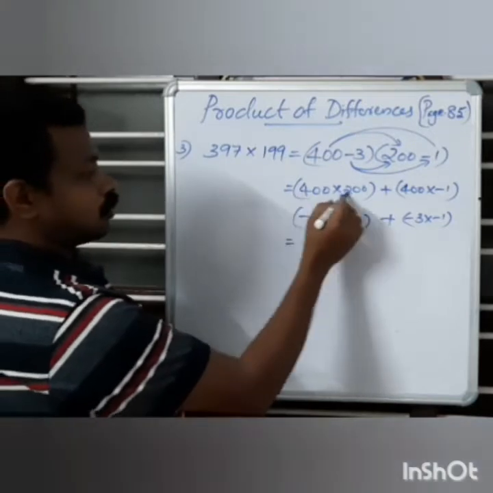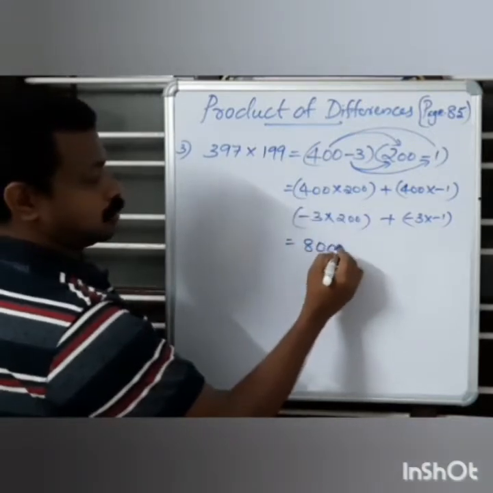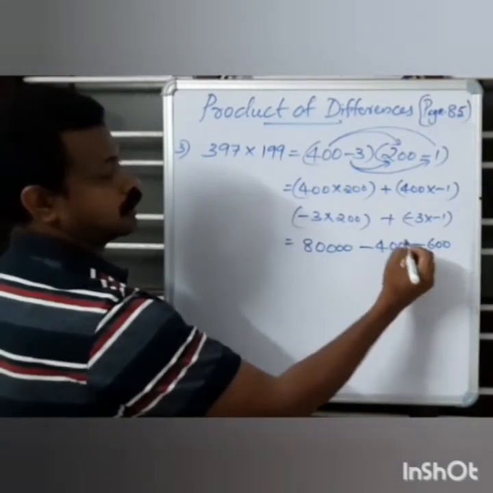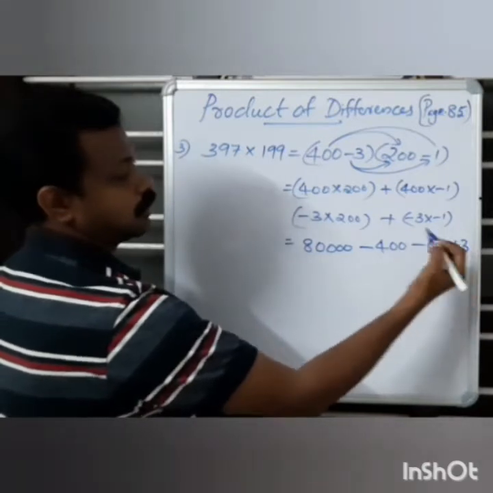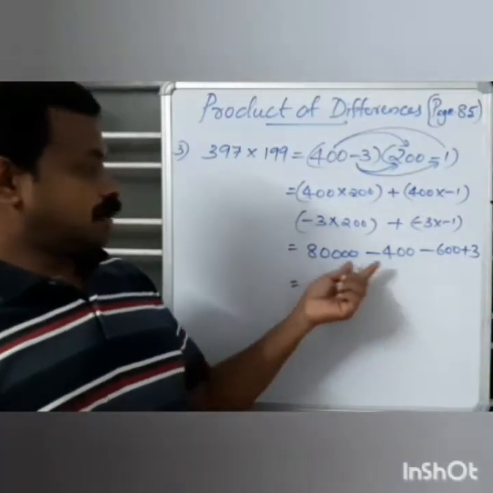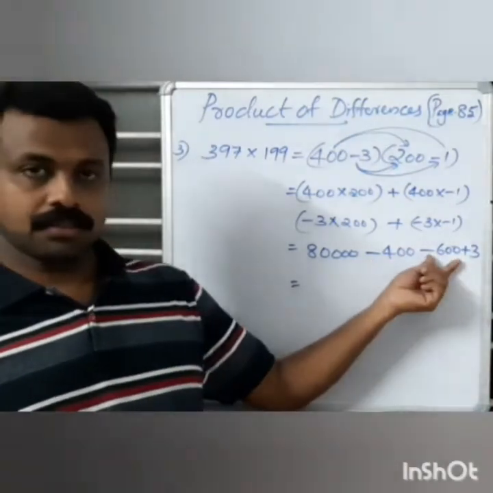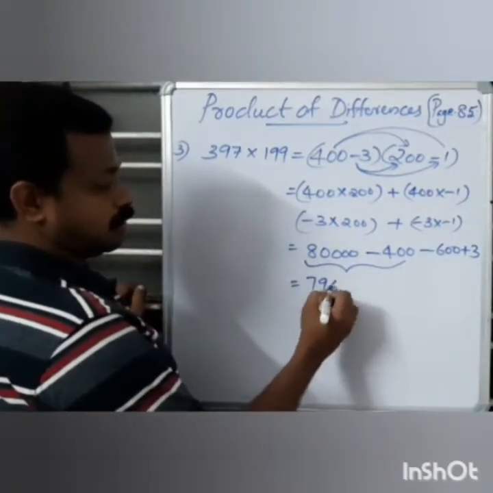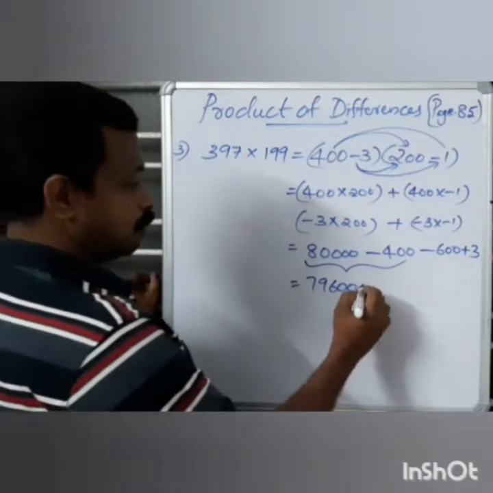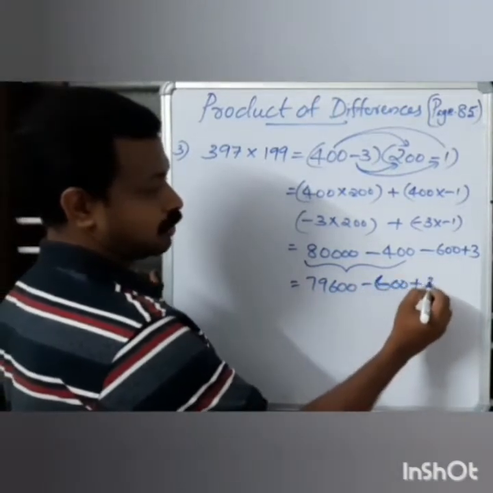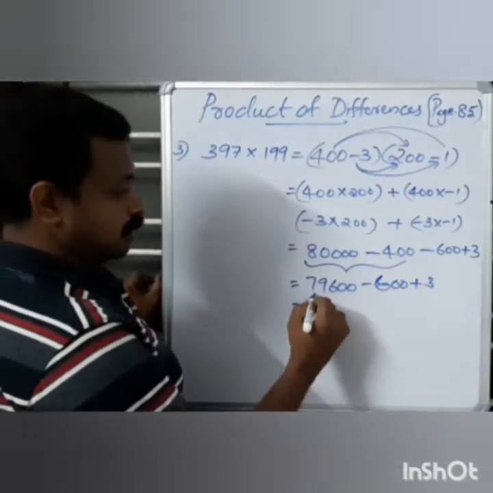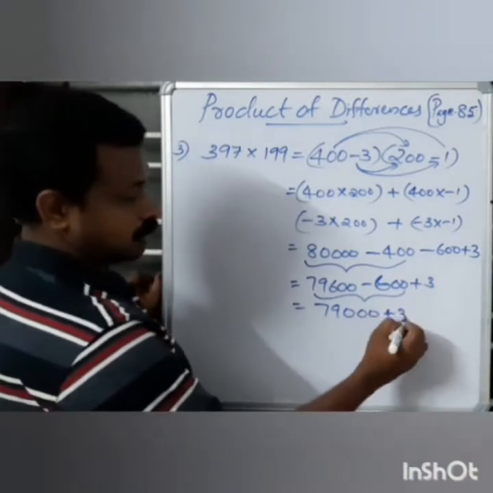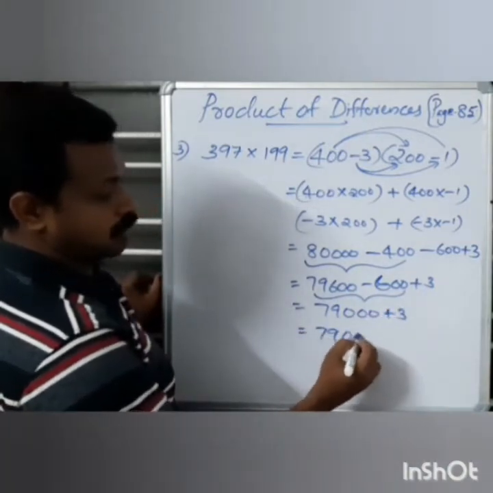So the first one, 4 into 8, 80,000. This is minus 400. Minus 600. Plus 3 into 1, 3. 80,000 minus 400 minus 600 plus 3. First we have to subtract this one, so you will get 79,600 minus 600 plus 3. Then you have to subtract this one, so you will get 79,000 plus 3. The answer we are getting is 79,003.